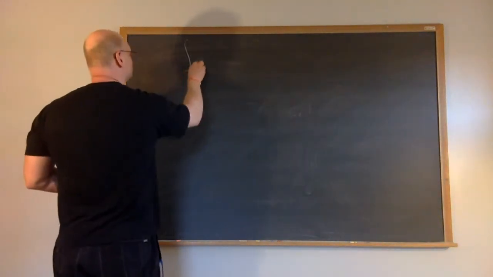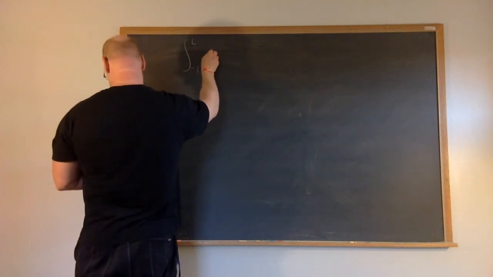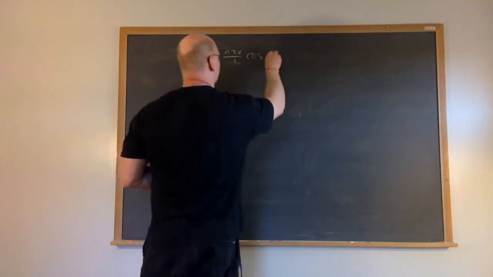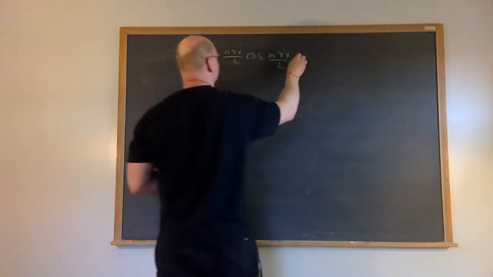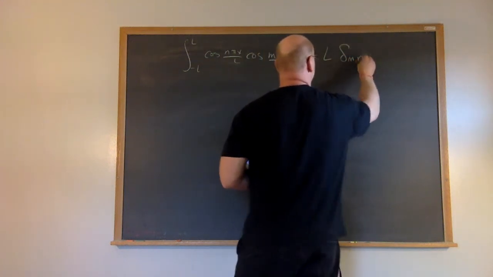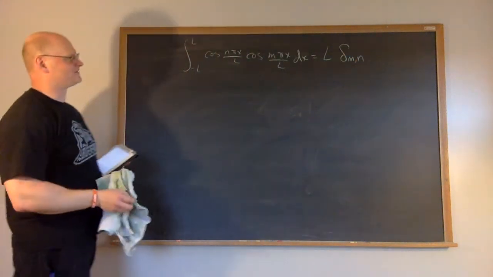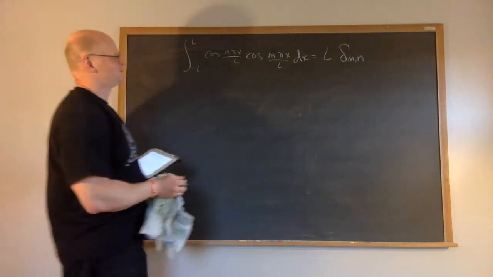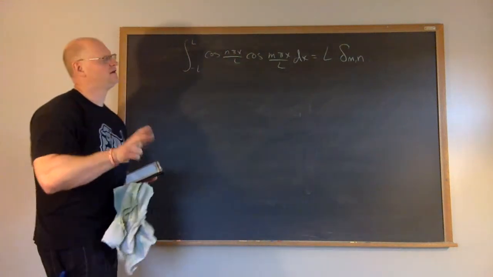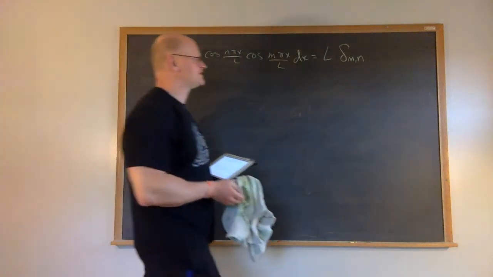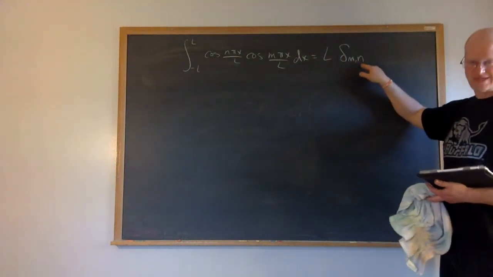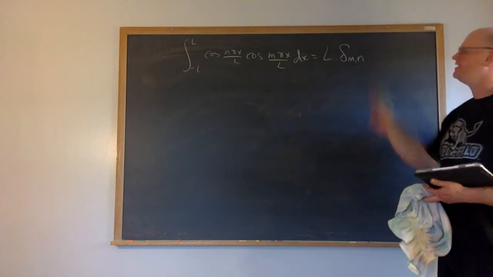So if I have the integral from minus L to L of cosine of n pi x divided by L times cosine of m pi x divided by L dx, this is equal to L times what's known as the Kronecker delta function, mn. I think we talked about this in class, but if we haven't, I'll talk about it now. All this means is that this thing is either 0 or 1. It's 1 when m and n are the same, and it's 0 for anything else.